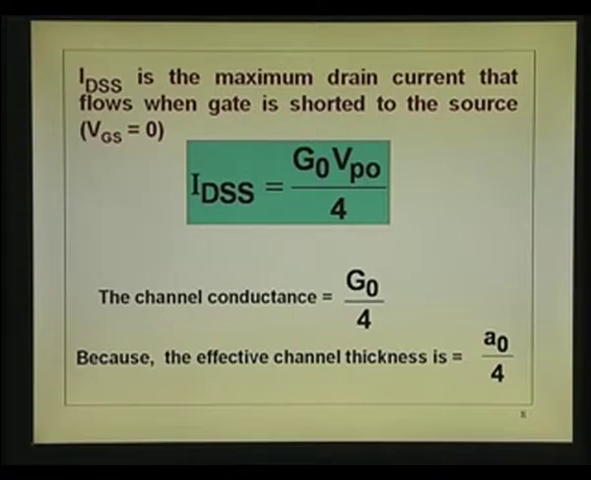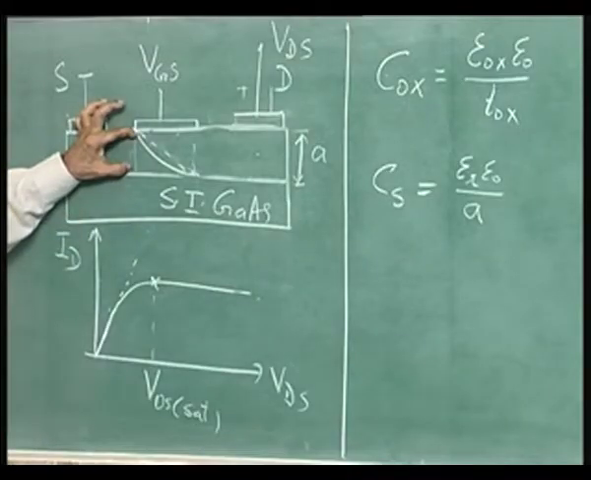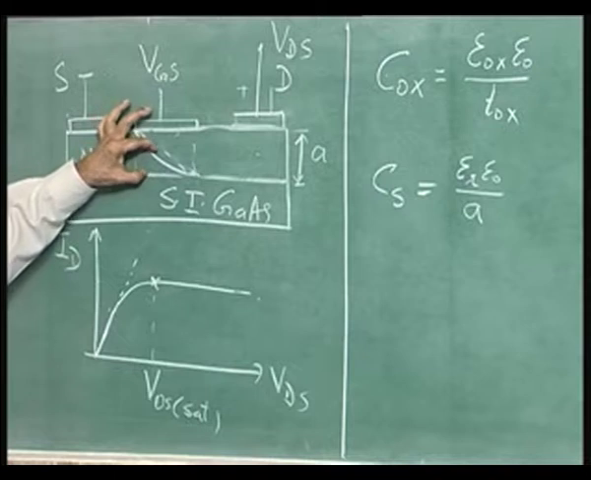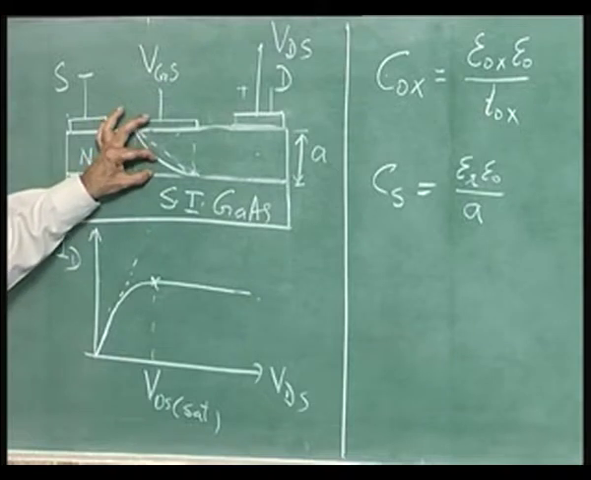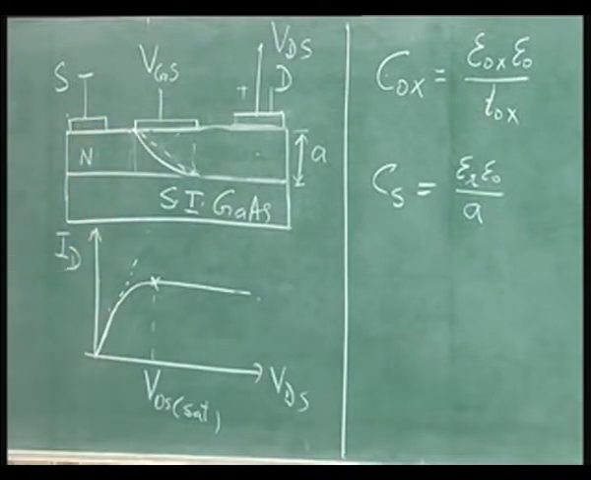If it is linear, it is G naught by 2, but it is still less because the curve is going down like that, because the effective channel thickness is A naught by 4. The effective channel thickness, if it is linear, instead of saying effective, it would be correct to say it is average. It would have been A by 2, but it is A by 4 average. It is just a physical meaning of what we are talking of.